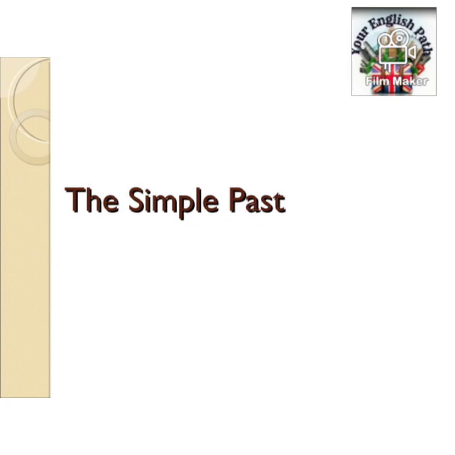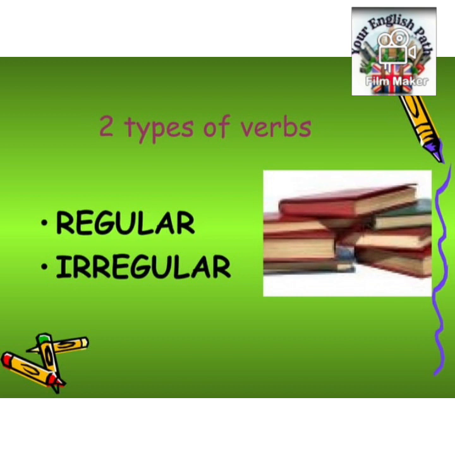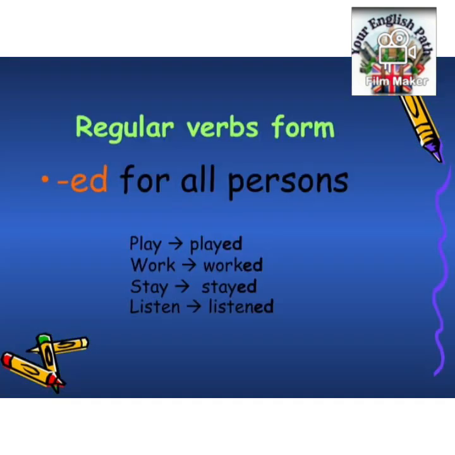Hello everyone. Today's lesson is about simple past. سندرس الماضي. There are two types of verbs, regular and irregular. هناك نوعين من الأفعال. We have regular verbs form plus ed for all persons. الأفعال regular نضيف ed. For example, play, played, work, worked, stay, stayed, listen, listened.